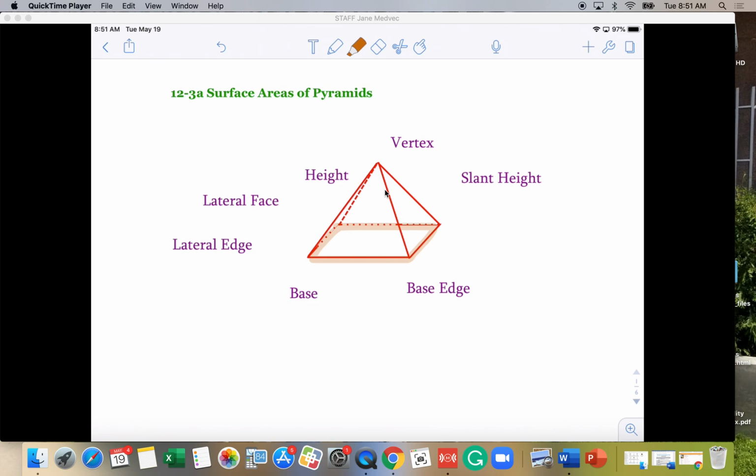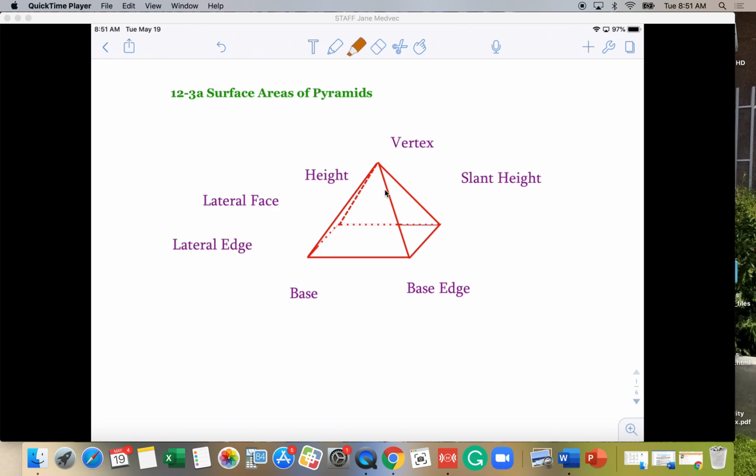The base edge would be what I highlighted. So it's that orange piece. The edge is just the outside of that shape, and then the base would be considered everything inside that shape also. Looking at the lateral face and the lateral edge, we've looked at that before.